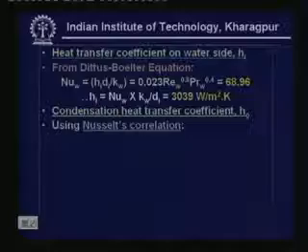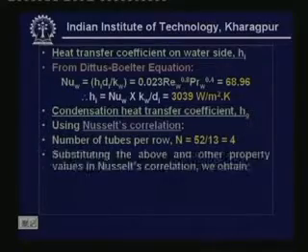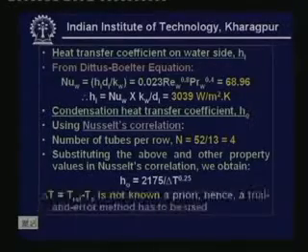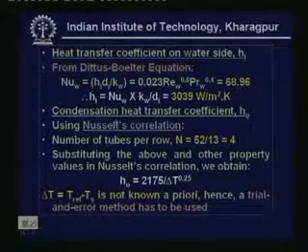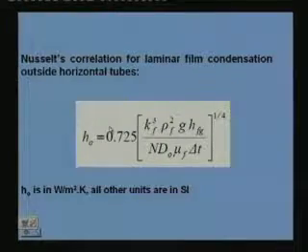In fact in the last class I mentioned that we can use the classical correlation given by Nusselt. Nusselt's correlation is valid for laminar flow, and you can cross check that it is valid here. So let us apply Nusselt's correlation for finding the condensation heat transfer coefficient. So what is Nusselt's correlation? This is Nusselt's correlation for laminar film condensation outside a horizontal tube. I have explained this in the last lecture.